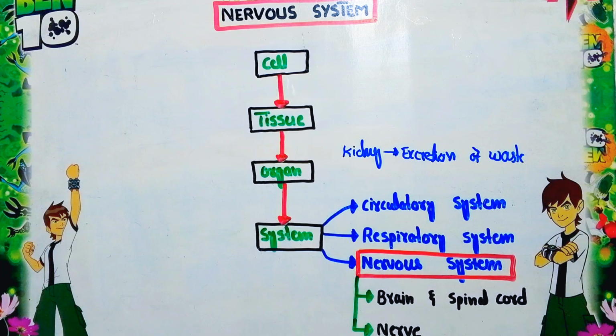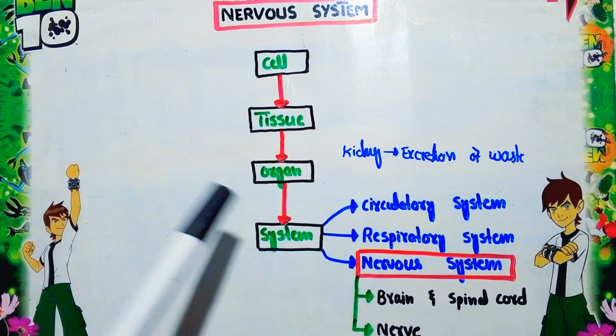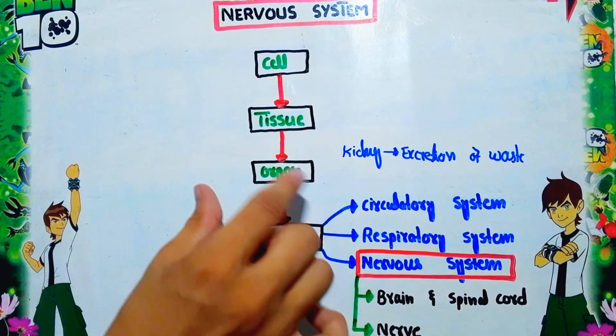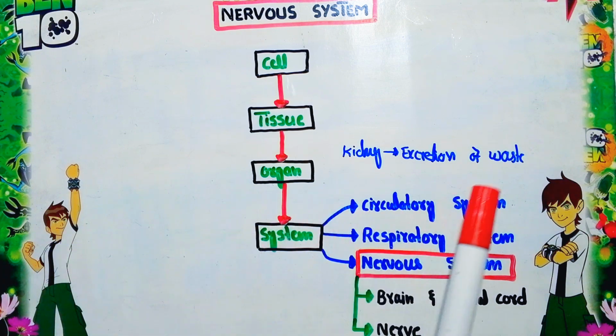Now when a group of organs combine with each other and perform a specific type of function, this is called a system. So basically a system is a group of organs, and these organs combine with each other, and some structures are also attached to these organs, and then they perform a specific function in the body. This is called a system. There are various types of systems present in our body, such as the circulatory system, respiratory system, excretory system, and one of them is the nervous system.